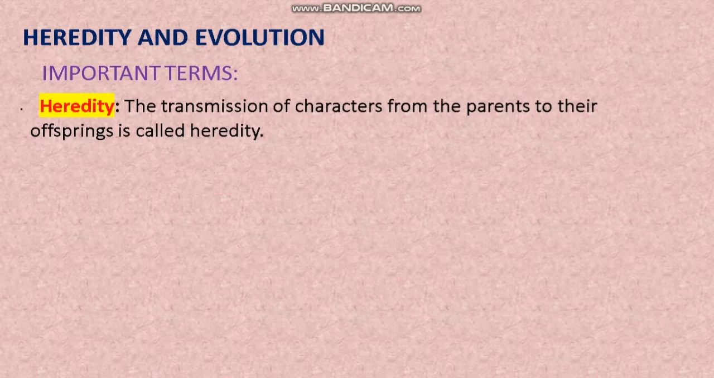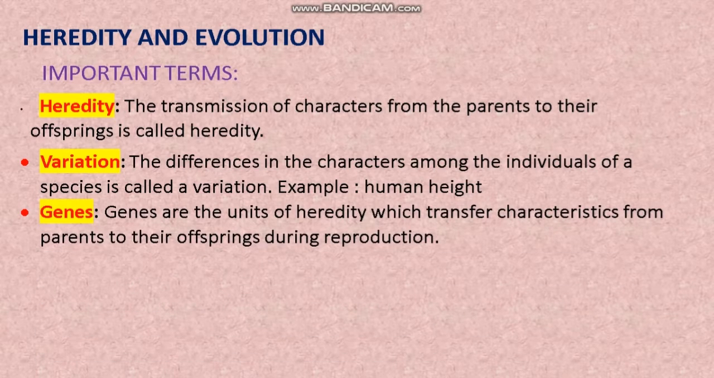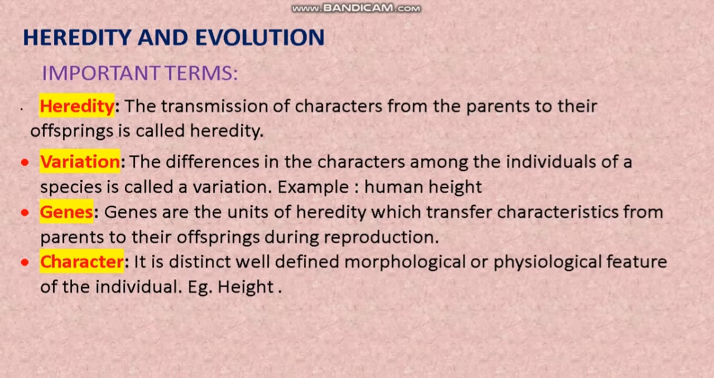Heredity: the transmission of characters from the parents to their offspring is called heredity. Variation: the differences in the characters among the individuals of a species is called a variation. Example: human height. Genes: genes are the units of heredity which transfer characteristics from parents to their offspring during reproduction.